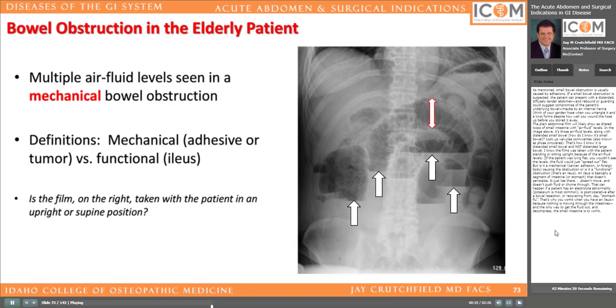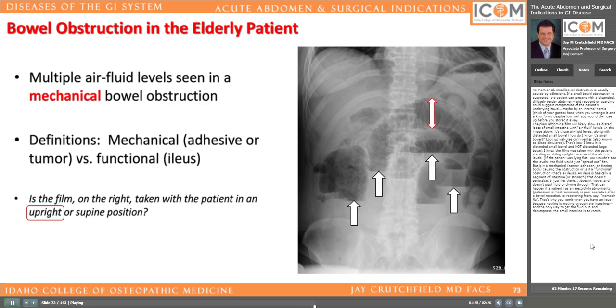In this image, it's those air fluid levels along with the distended small bowel. And again, how do I know it's small bowel? Well, we can look and see the valvulae conniventes, which are also known as plica circularis. And that's how I know that it's distended small bowel and not distended large bowel. I know this film was taken with the patient standing in the upright position because of the air fluid levels. If the patient was lying flat, you wouldn't see those levels. The fluid would just spread out flat.